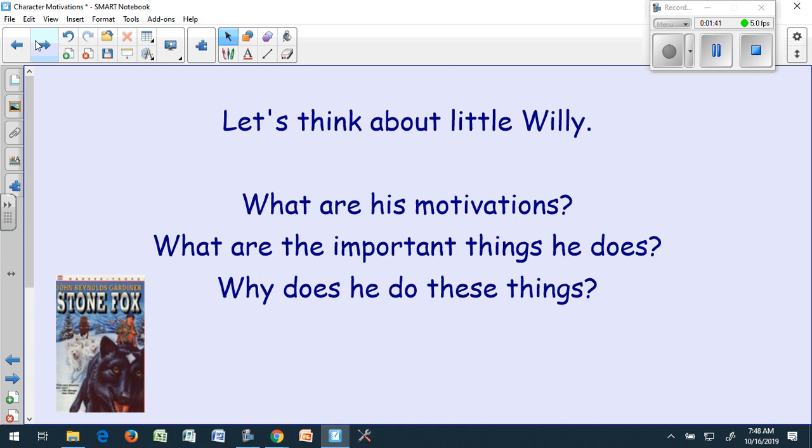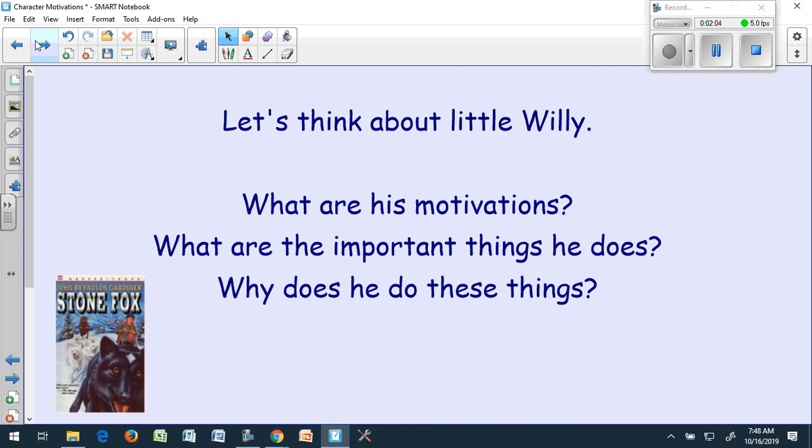So we're going to think about Little Willie. We know him pretty well as a character. And we're going to ask ourselves some questions. We want to know, what are his motivations? What are the important things that he does? And why does he do these things? The second two questions are going to help us really focus on the first. The first question is our major goal.